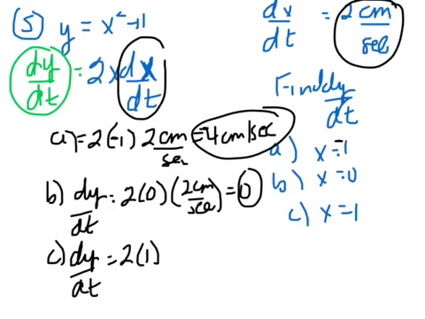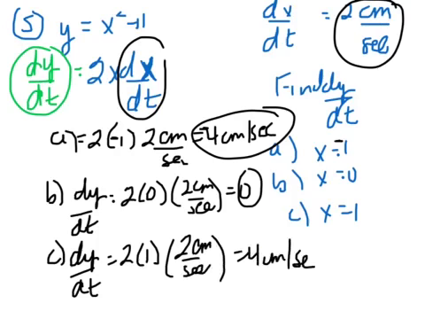Okay, for the C part we are plugging in 1, and dx/dt is still 2 centimeters per second. So this would be 4 centimeters per second. So probably what's happening, if you look at the difference between A and C, since A is negative, it's probably slowing down. C is positive, so it's probably increasing at that point.